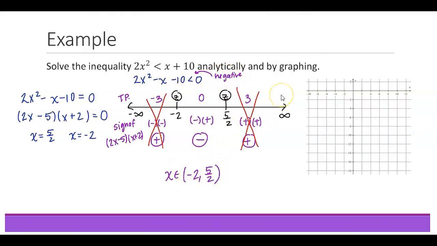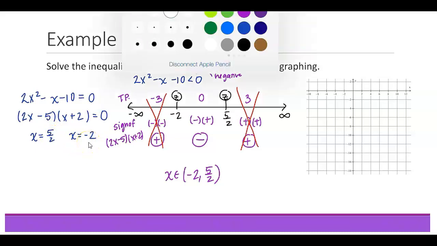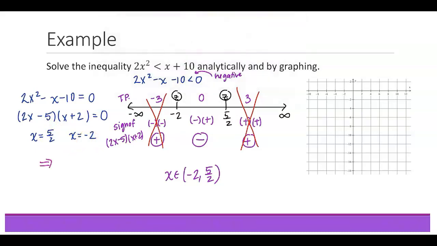Now let's go ahead and confirm this by graphing. To solve this by graphing, we still would have had to set the equation equal to 0 and get 5 over 2 and negative 2, but we would have interpreted them differently. We would have thought about these as x-intercepts, right? So 5 over 2 comma 0 and negative 2 comma 0 are my x-intercepts. We'll go ahead and plot negative 2, and then 5 over 2 is 2.5. These tick marks are by 2s, so you have to be careful.